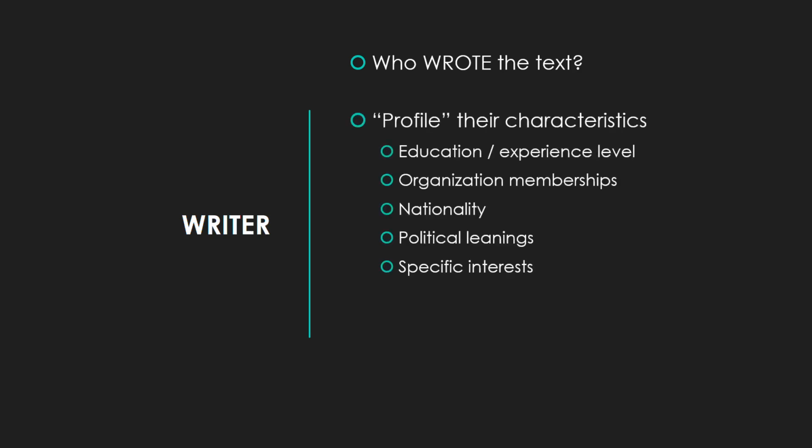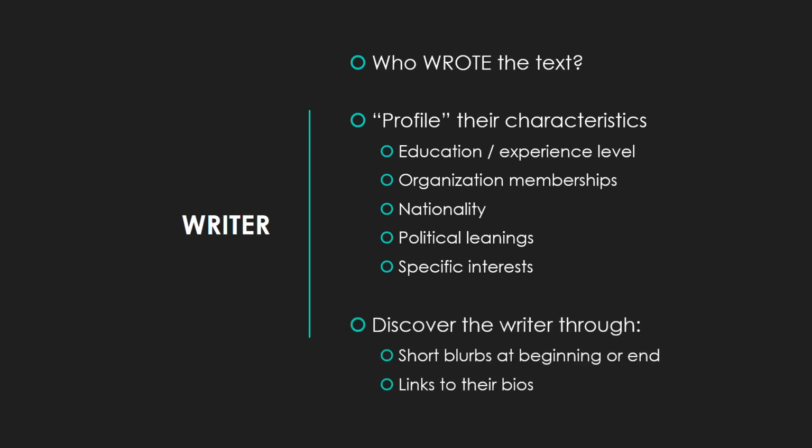Next is the writer. Who is the author of the text? By who, we mean more than just their name. You need to profile them as well and determine their identity. Try and find out things like their education and experience level, whether they belong to any organizations, their political leanings and interests. By knowing the writer, you can think about how that informs your reading of the text.